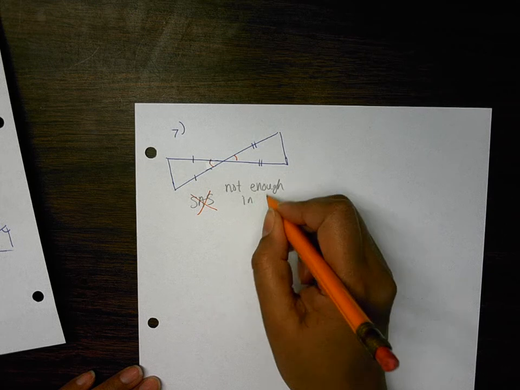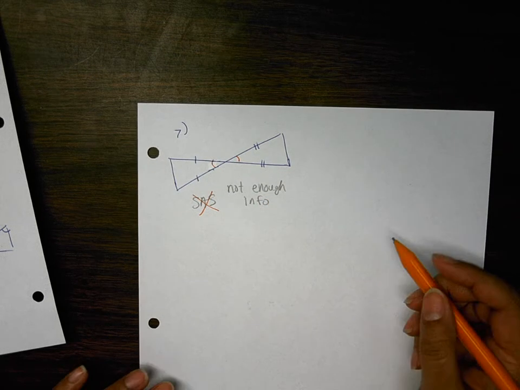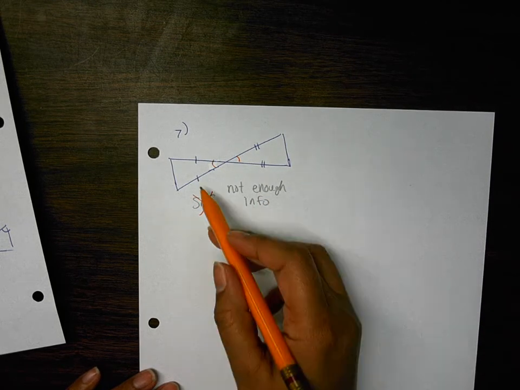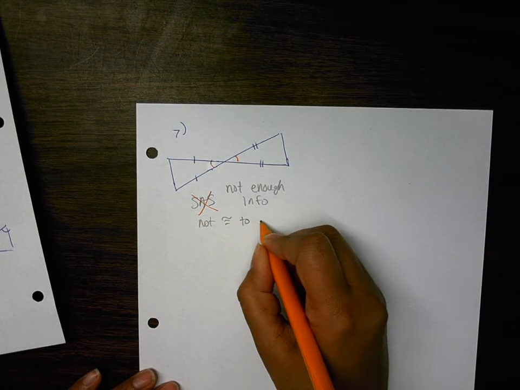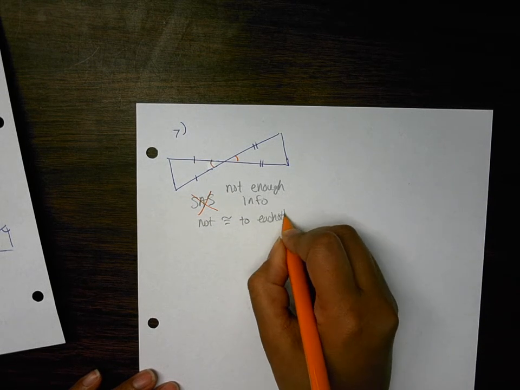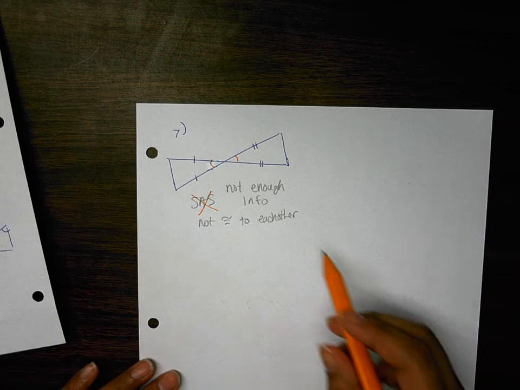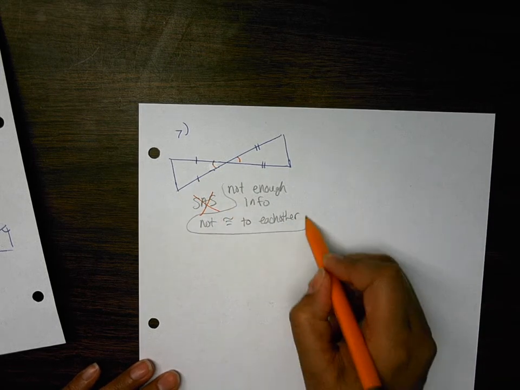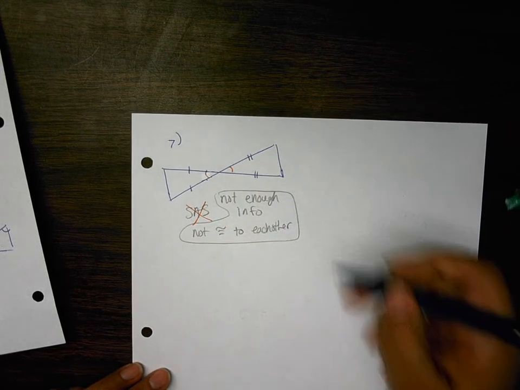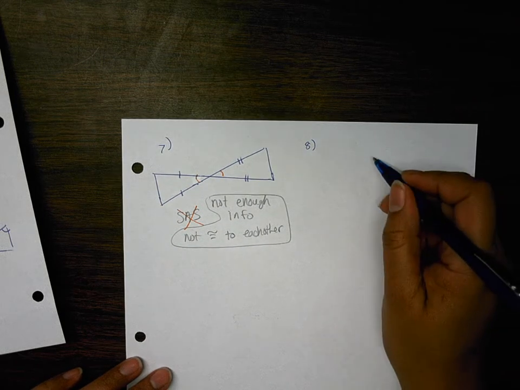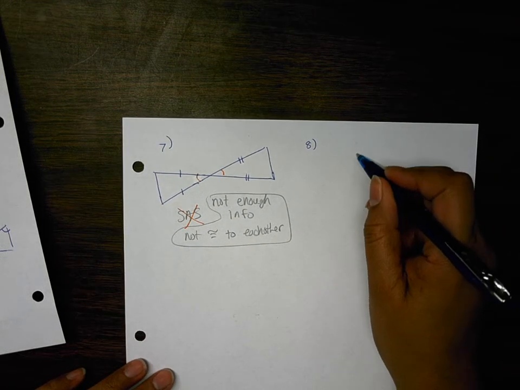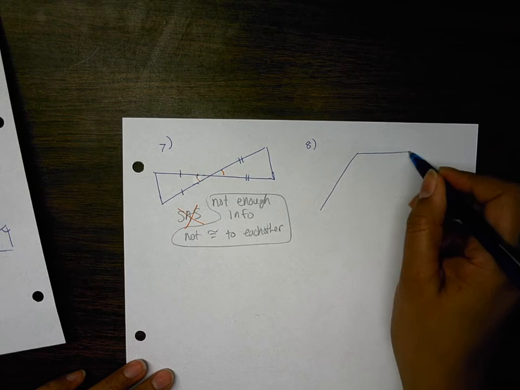Yes, not enough info. We have to explain why. They will ask you to do that today on your assignment. They are congruent to themselves, but not congruent to each other. Now, I don't want you to confuse that with something like number 8, because something like number 8 is on the test and kids struggle with it.